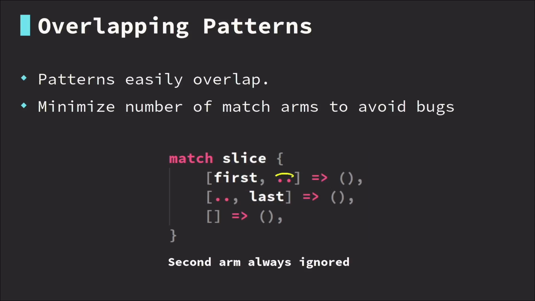However, since the two dots will match 0 or 1, this first one will match if there's only one element, and then the second one will never be matched. Also, if there's two elements, the first one will still be matched because it'll take the first element and then the second element, and again, we'll never reach the second arm. So this code will be a logic error because this second match arm can never match because this first one will always consume any number of elements, either one or more.